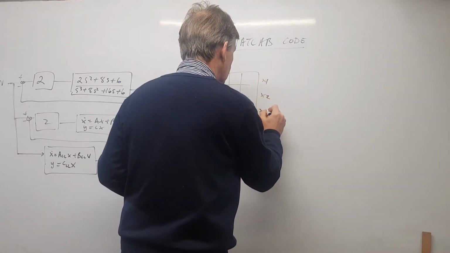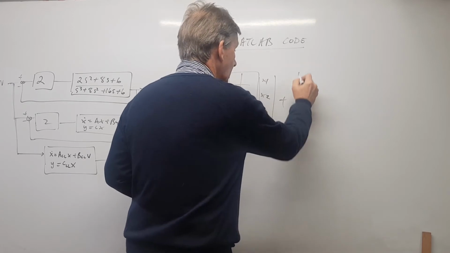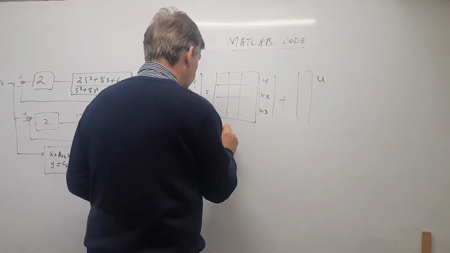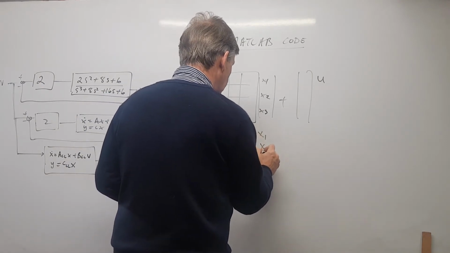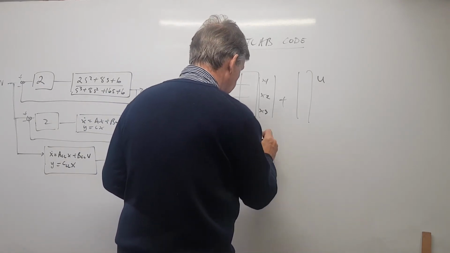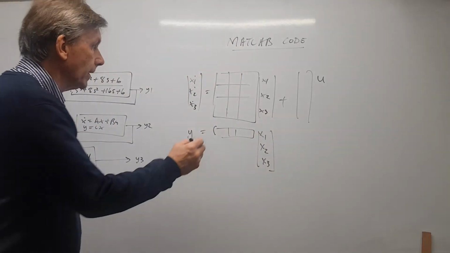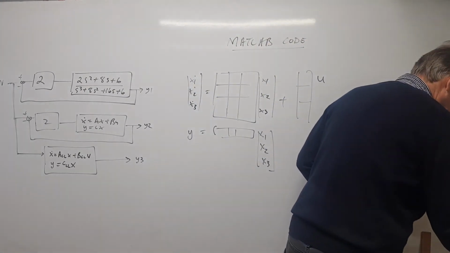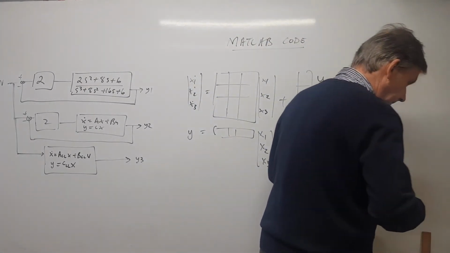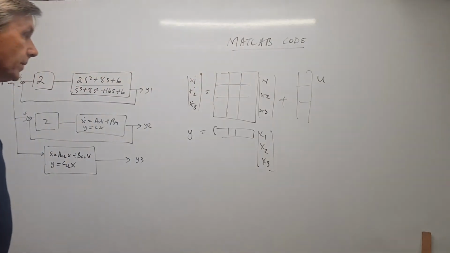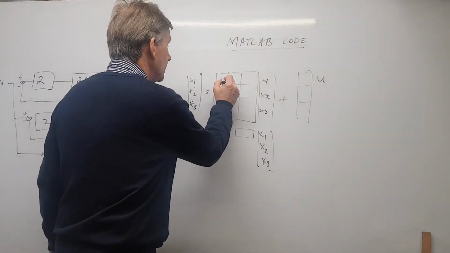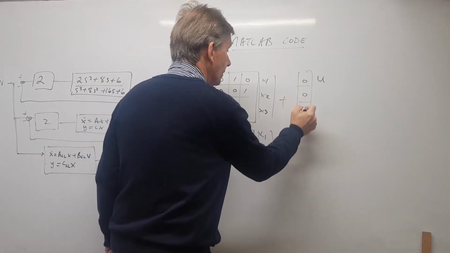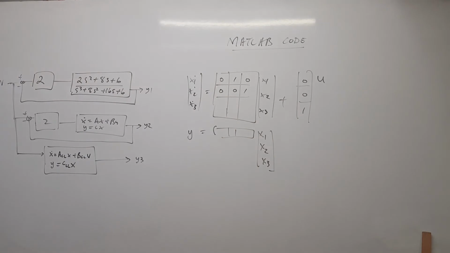x1, x2, x3 plus u, y, x1, x2, x3. So there's our state space representation, and we're going to do this in companion form. So it's going to be 0, 1, 0, 0, 0, 1, 0, 0, 1. So that fills up like that.